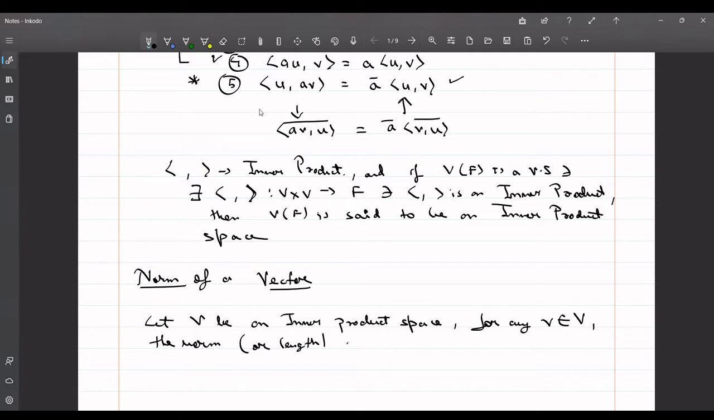The norm or length of V, this element, is defined as the norm of V, and this norm of V is mathematically represented as the root of the inner product of V with itself. Okay, V with itself. So this is the definition of the norm of a vector. Clear?